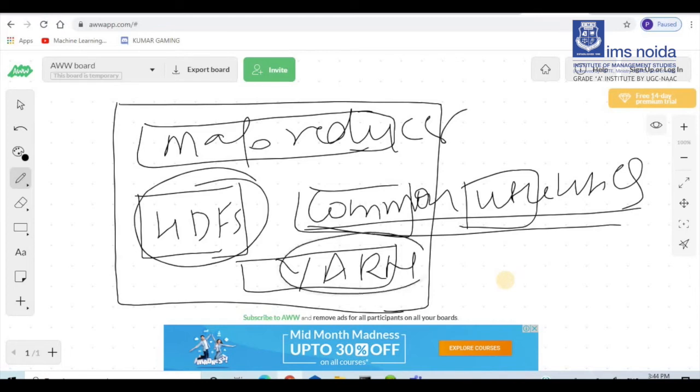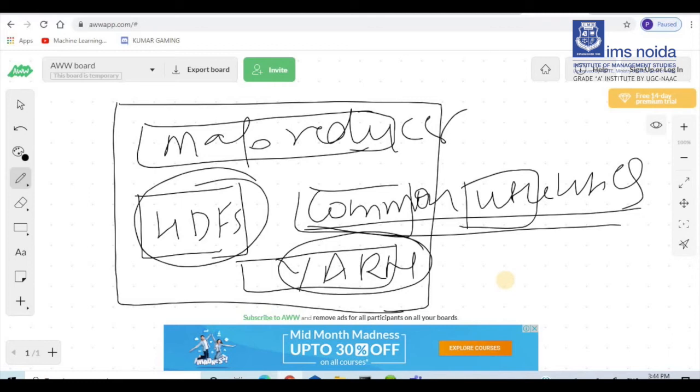YARN basically manages the resources. The word I am insistently saying and focusing on is parallel processing, which always makes the Hadoop framework and architecture best.